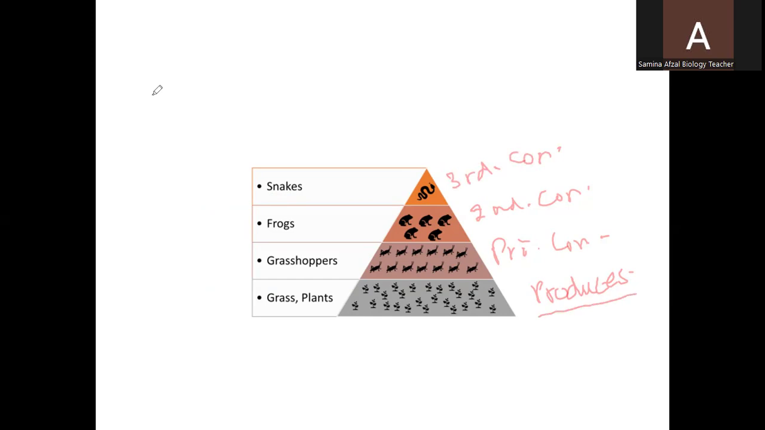So in this way, you can say in this type of food chain, the producers are smaller in size. So the grass plants are very small in size, so they will be greater in number in comparison to primary, secondary, and tertiary consumers.